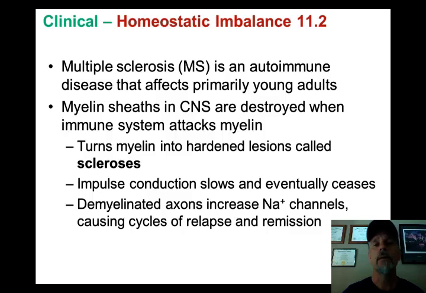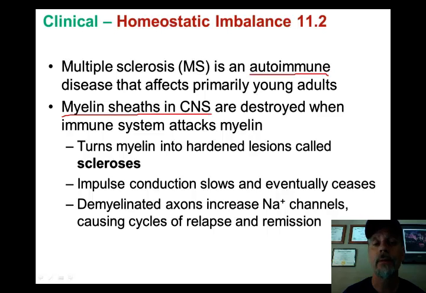Now, sometimes you may hear about different types of diseases and disorders that actually affect this process as well. So, for instance, multiple sclerosis, you hear about MS, right? This is an autoimmune disease, which means that your body has lost the ability to detect what is foreign, and now it's attacking our own cells. And so the myelin sheaths in the central nervous system are destroyed.